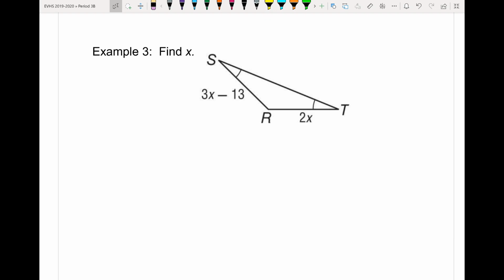All right, find x. So I know that angle S is congruent to angle T. What does that tell me? Yes, SR is congruent to RT by the converse of the isosceles triangle theorem. And then, because those are congruent, those two expressions equal each other, leaving me with x equals 13.